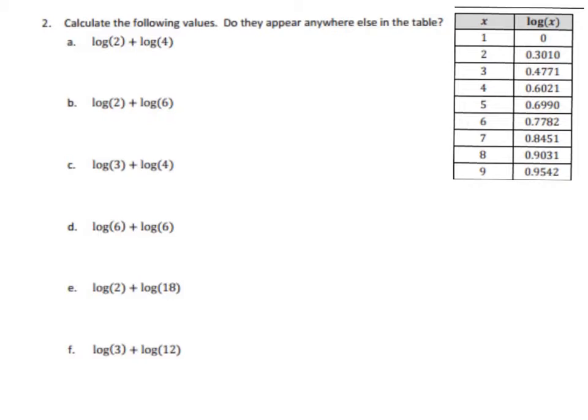Alright, so now we're going to calculate some more values here. Log base 2, we know that's 0.3010 according to the table, plus log base 4, so it's already separated for you, 0.6021. Add them together, and you get 0.9031. And then they ask you here, do they appear anywhere else in the table? Where do you see that 0.9031? And I would hope you see it right here at 8. So this is saying the same thing, you want to identify it as approximately the log of 8.